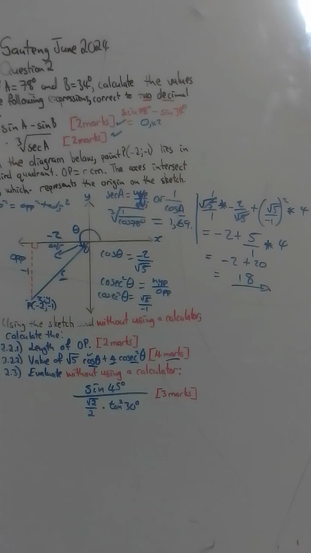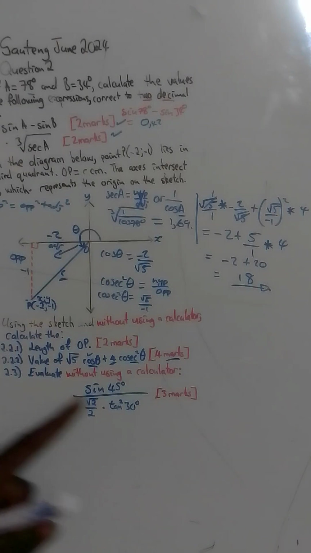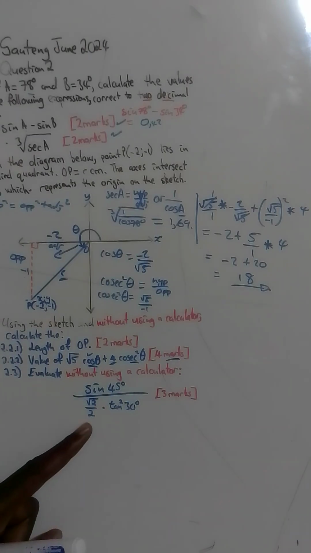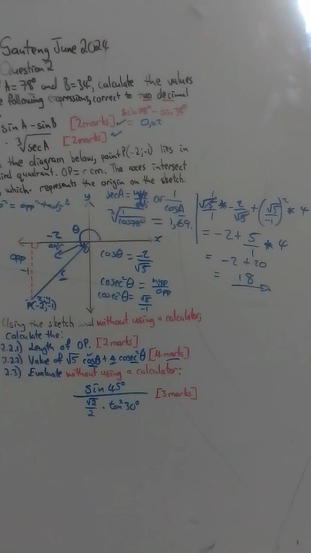All right. Then the last question now says, evaluate without using a calculator: sin 45 degrees, square root of 2 over 2, multiplied by tan squared 30 degrees. Here I must use my triangles of special angles, and I've got the scalene and the isosceles inside my head.